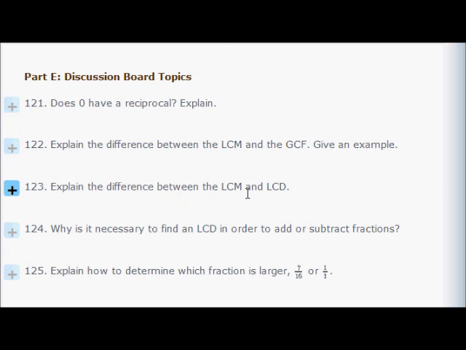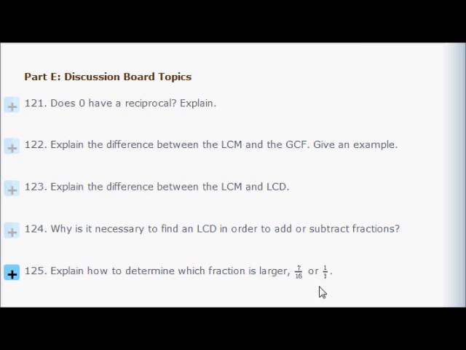What's the difference between the LCM and the GCF? That's a good one for you to think about. Just go back in the notes and think about that. Explain the difference between an LCM and an LCD. Well, an LCD is just an LCM that goes in the denominator of a fraction. An LCM doesn't have to be in the denominator. An LCD does. That's what the D stands for. Why do you need to find an LCD in order to add or subtract fractions? I think you can answer that question.